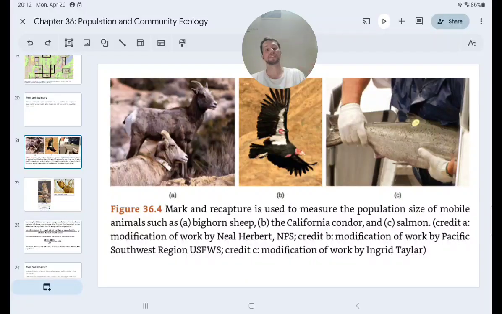Then there's a second round of sampling, and the higher the percentage of recaptured animals, the smaller the population. Because that means, okay, there's not that many total, because you're capturing the same ones you already got. Whereas if you had a very small recapture rate, that would mean you're not capturing the same individuals because the population is very, very large.